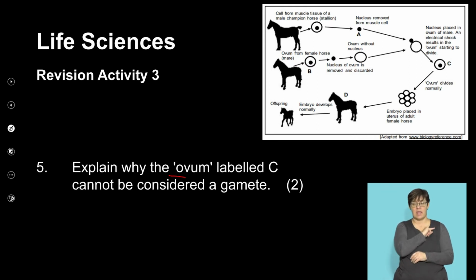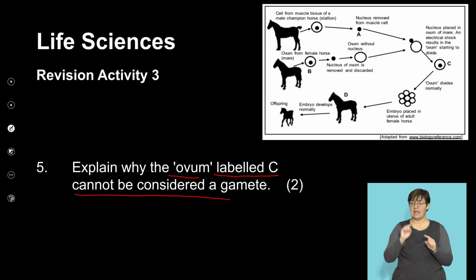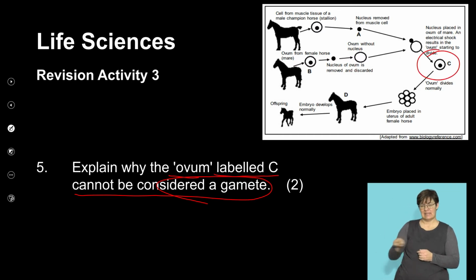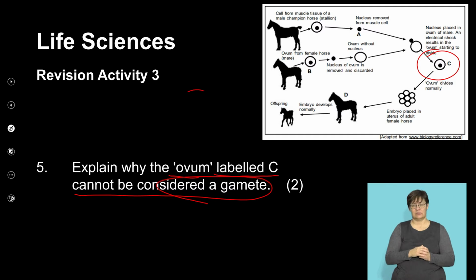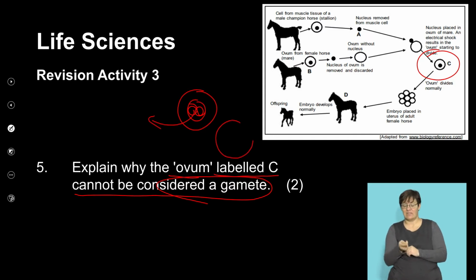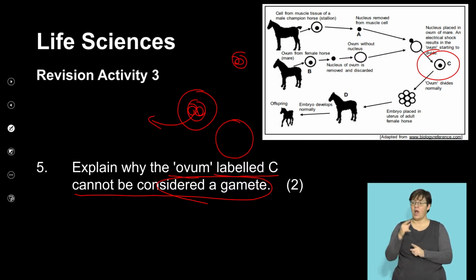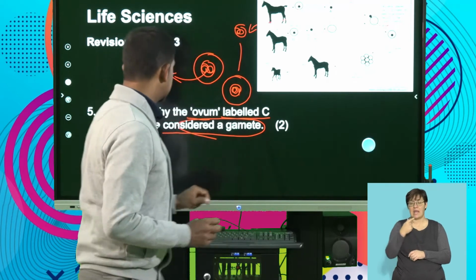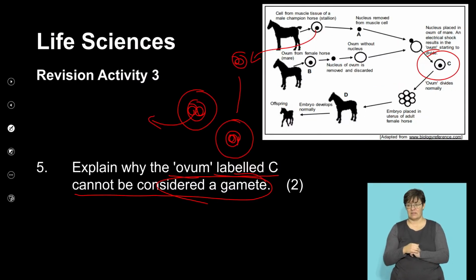Explain why the ovum labeled C cannot be considered a gamete. So guys, when we look at the ovum labeled C there, we know that the egg cell initially had its nucleus removed. So we remove the nucleus, and what we have left is the membrane of this egg. Into that, we've taken the somatic cell's nucleus and we've inserted that into it. So it's interesting that although it has a full set of genetic information, it is not referred to as what we call a gamete cell.